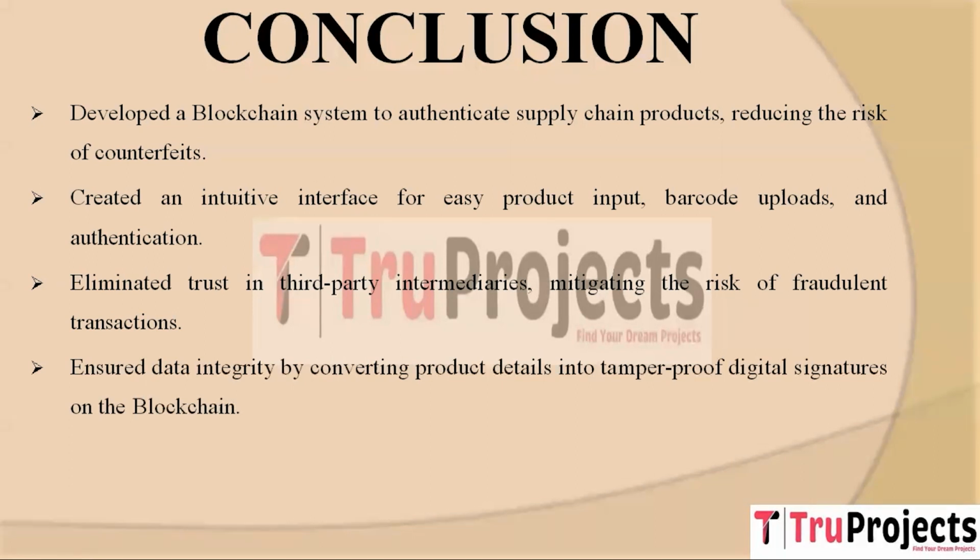Data integrity is a critical aspect of the project's success. Product details are transformed into digital signatures and securely stored on the blockchain. This process ensures that the data remains unaltered and tamper-proof, maintaining the accuracy and reliability of product information throughout its journey in the supply chain.